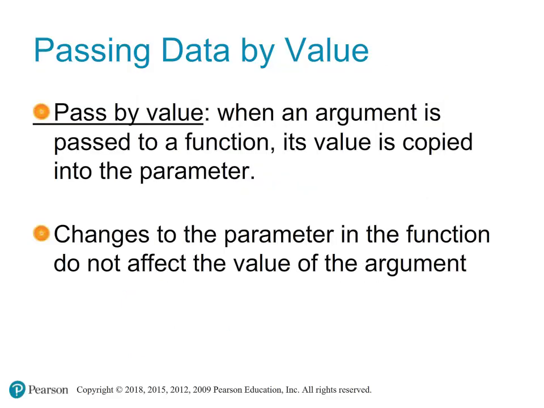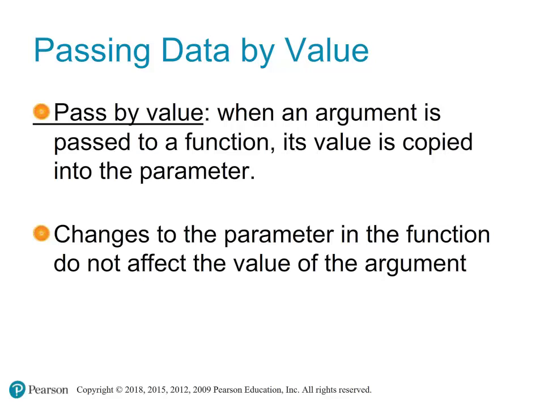There are 2 different types of passing data. The first type is passing data by value. When an argument is passed to a function, its value is copied into the corresponding parameter. Changes made to the parameter inside the function do not affect the original argument's value in the calling function.